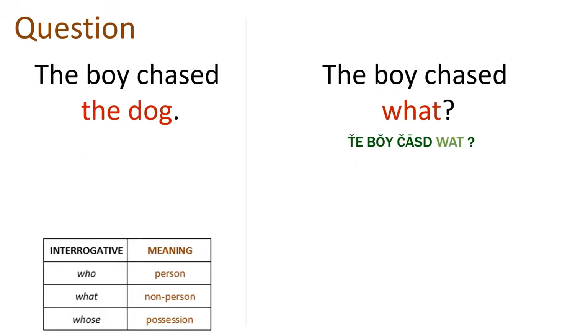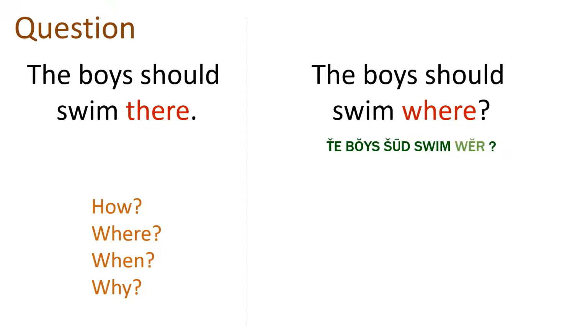This works equally well if the unknown noun is the object of the sentence. So if the statement is the boy chased the dog, but we don't know that it is the dog, the question we ask is the boy chased what? This would also work for a how, where, when, or why question. The interrogative word could be put in the place of the unknown extension. So for the statement, the boys should swim there, the corresponding question would be, the boys should swim where?